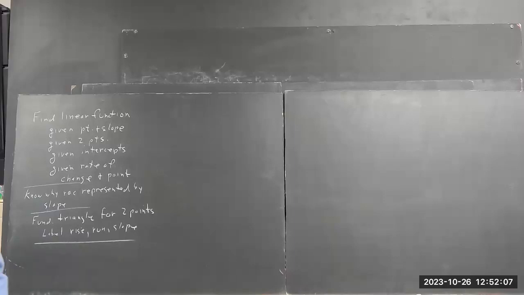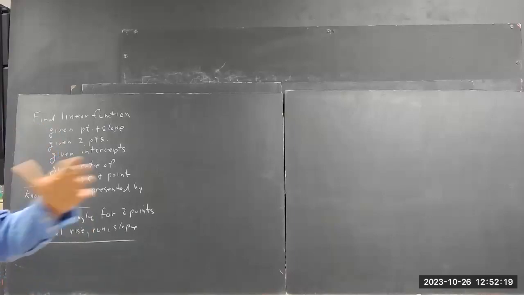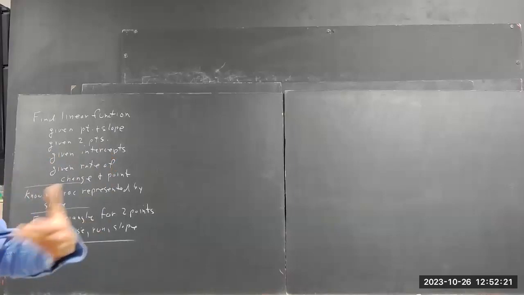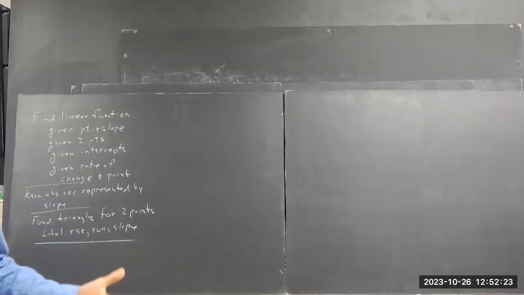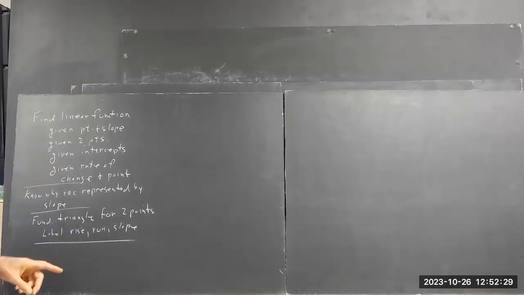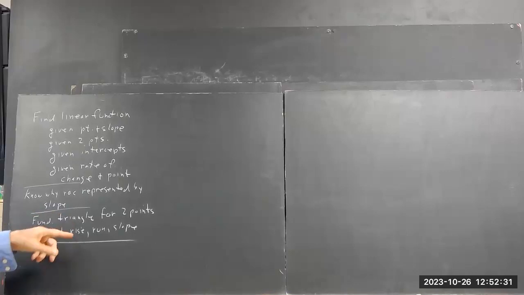I've been thinking about what to put on the midterm for several days now. I waited for it to gel, and it finally kind of gelled this morning. In about 20 minutes, I put everything down. I've got to develop it into a bunch of problems and put it in the test, but that'll take a few hours. So that should get done by, let's say, Saturday. Okay, so find a triangle for 2 points, label the rise, run, and slope.